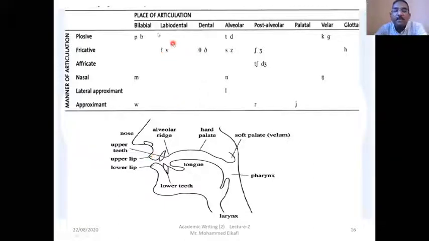When you say bilabial, what do we mean? The usage of the two lips, the upper lip and the lower one, as in pa, ba, ma, and also wa. We use the upper and lower lip. Okay, let's stop here.